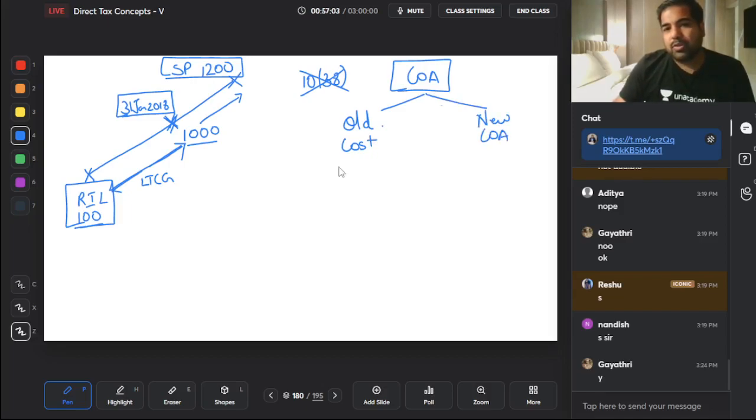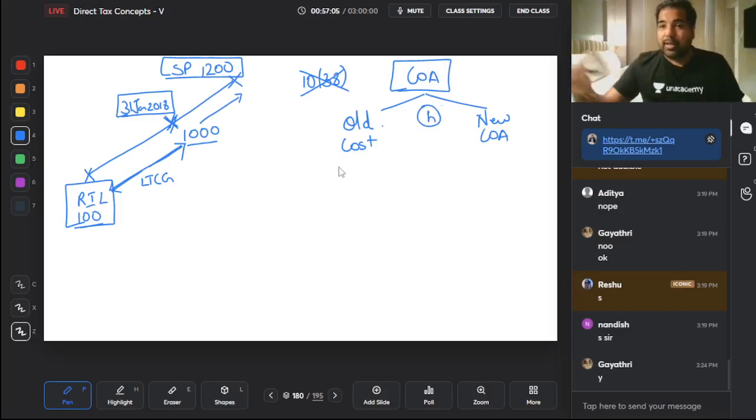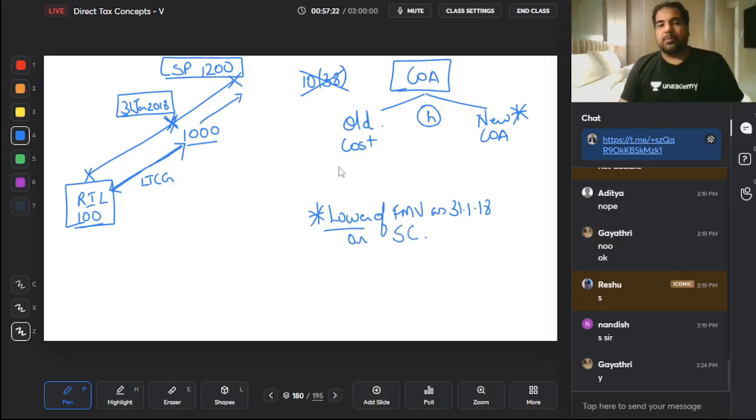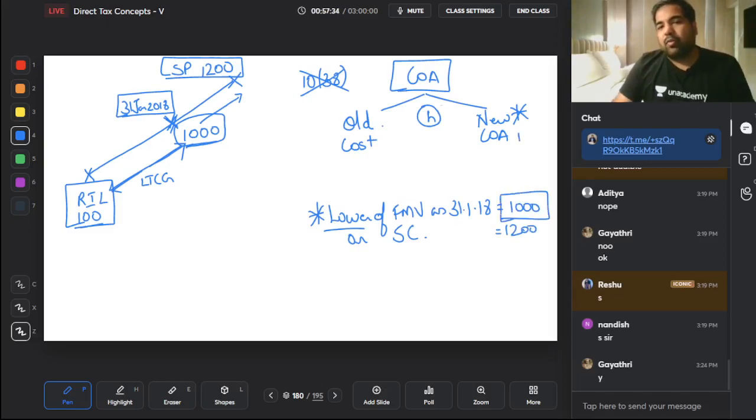What is this new cost? Whichever is higher, obviously, because cost higher is better for us. So what is this new cost? This new cost is the lower of the fair market value as on 31 Jan 2018 or the sale price. So what was the fair market value as on Arun Jaitley's speech date? It was 1000. What was the sale consideration? 1200, which is the lower one, 1000. That we will give you, or we will give you the old cost, whichever is higher.